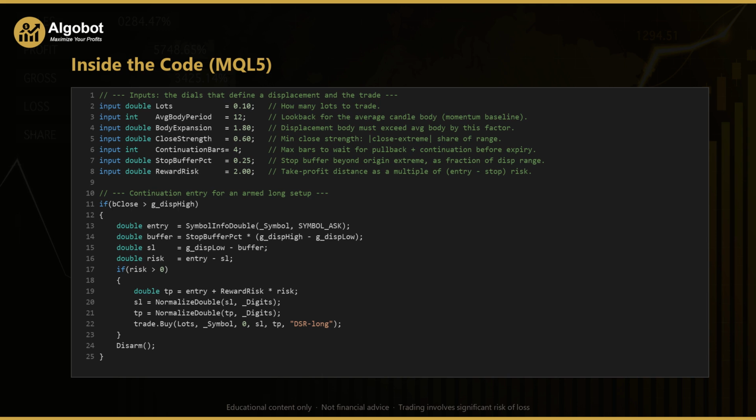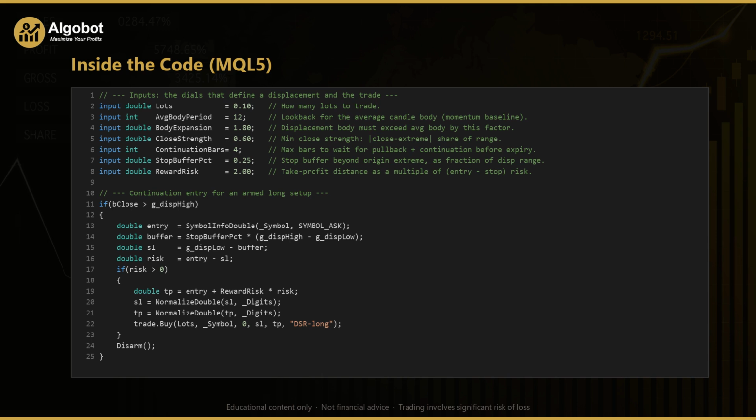Body expansion is the multiplier a candle's body must beat. Raise it and you demand more violent moves. Lower it and you'll arm more often. CloseStrength controls how near the extreme the candle must close. Push it toward 1 and you only accept the cleanest, wick-free conviction candles. Continuation bars is your patience window. Stop buffer percent pads the stop beyond the origin, and reward risk sets how far the target sits relative to risk. Now look at the entry block for a long.